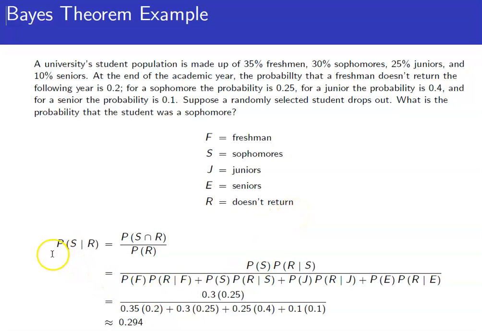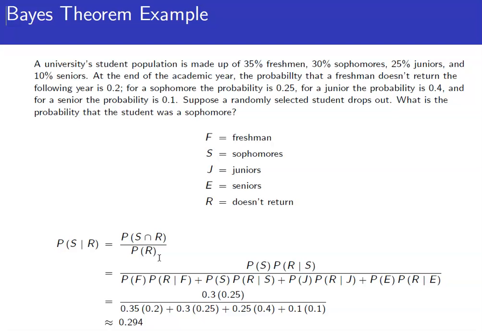We are asked to find the probability that the student was a sophomore given that the student did not return. Using our conditional probability formula, that is the probability that the student was a sophomore and did not return, divided by the probability that they did not return.